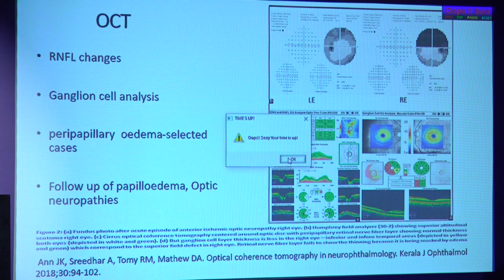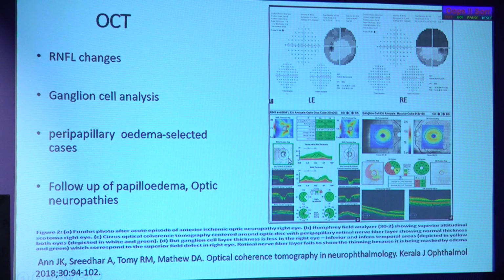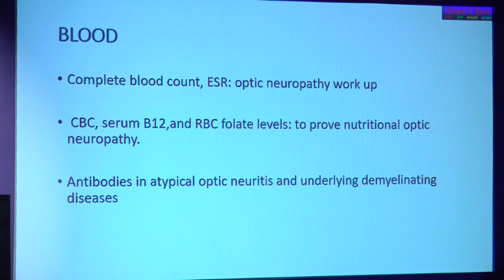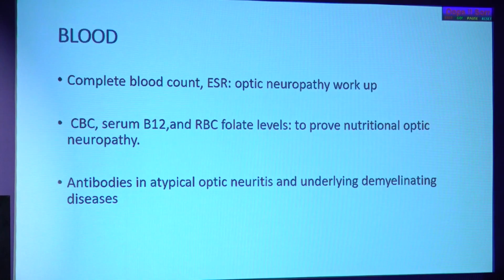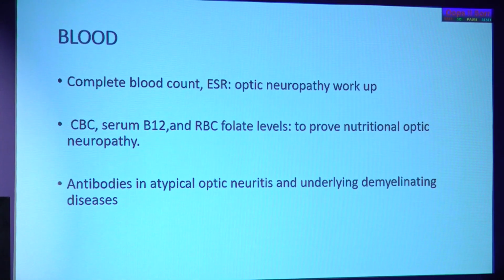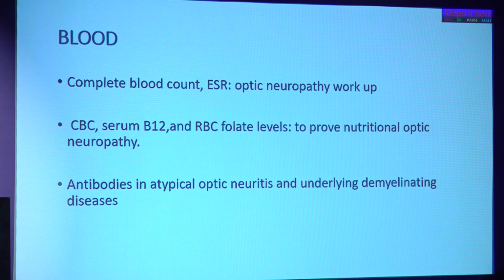OCT is now coming up in a big way in the follow-up, especially of papilledema and optic neuropathies. The programs are RNFL and ganglion cell analysis. These are the two things we have to look at in following up these patients. Blood, of course, you have to have a CBC. Look at ESR in particular, because a lot of things, inflammatory, infective, all sorts of things, can be behind an optic nerve inflammation.